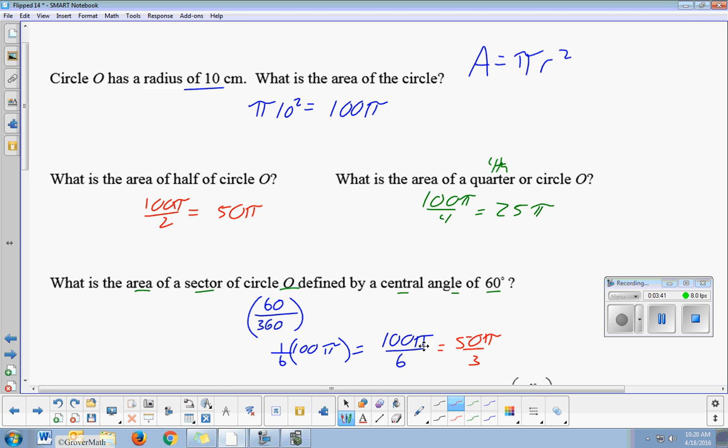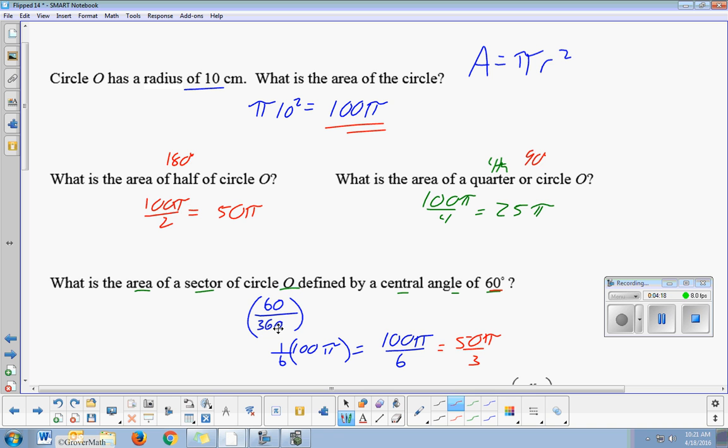But think about what we did for all three of these examples. If the whole circle is 100 pi, well, half of it would be a central angle of 180 degrees, would be 50 pi, because we did half of 100 pi. And a quarter of it would have a central angle of 90 degrees. That was a fourth of 100 pi. And a sector of 60 degrees with a central angle, well, that was 60 over 360, a sixth of 100 pi.